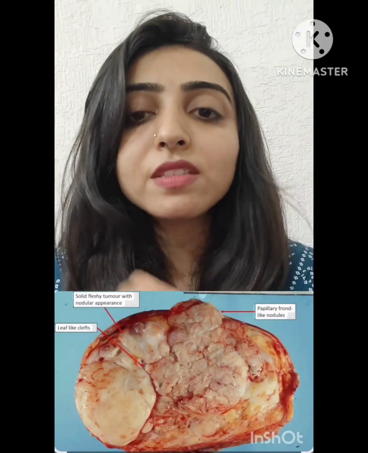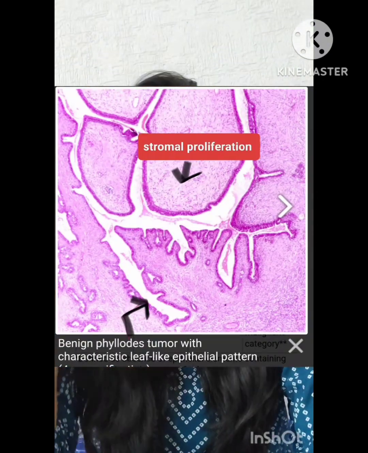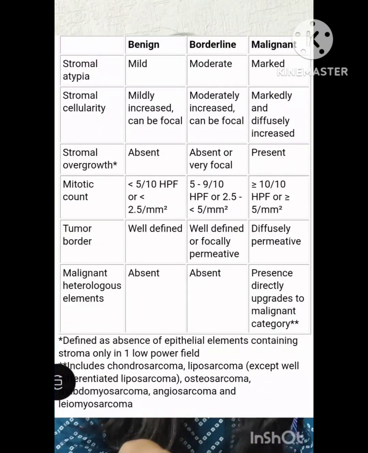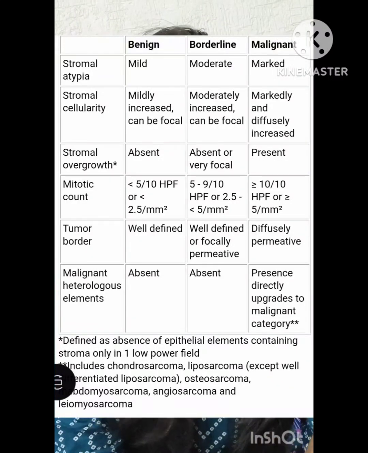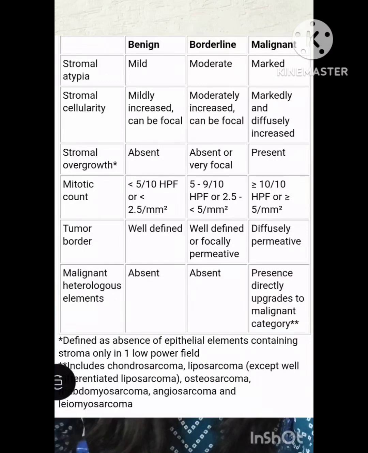Now, microscopy. In microscopy, we can see a leaf-like epithelial pattern and stromal cellularity. Based on stromal cellularity, we can divide it into benign, borderline and malignant. How can we differentiate these three? For that, there are 6 points. First is stromal atypia, which will be mild in benign, moderate in borderline and marked in malignant, as mentioned in this table.